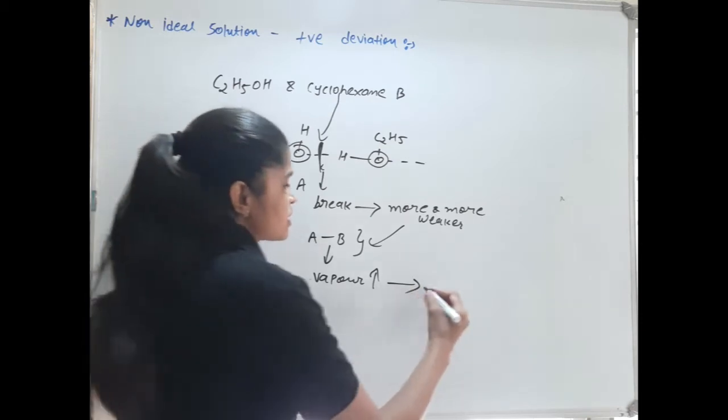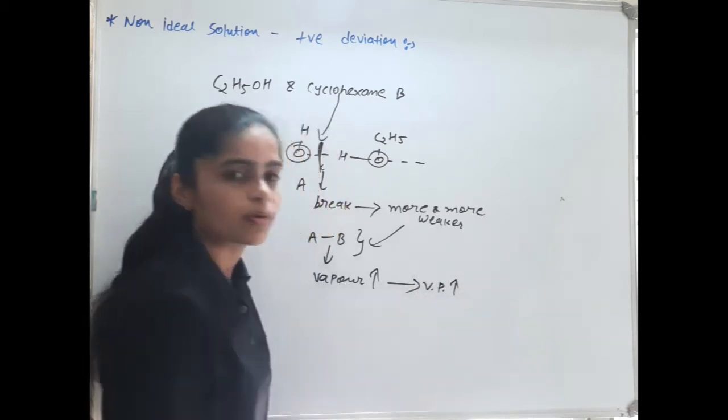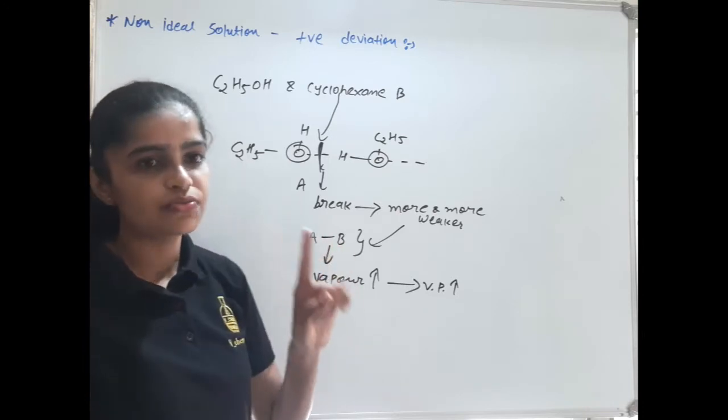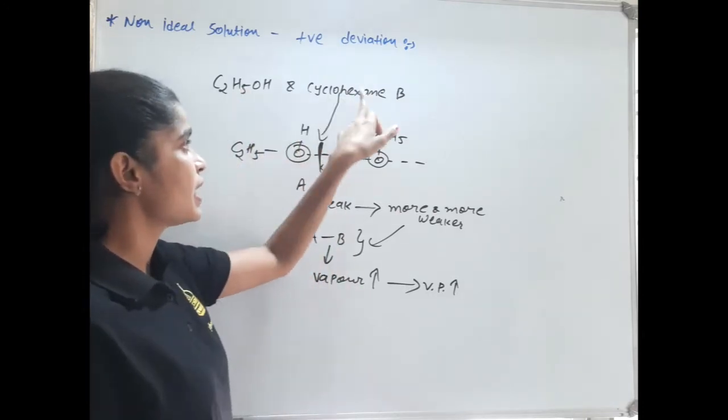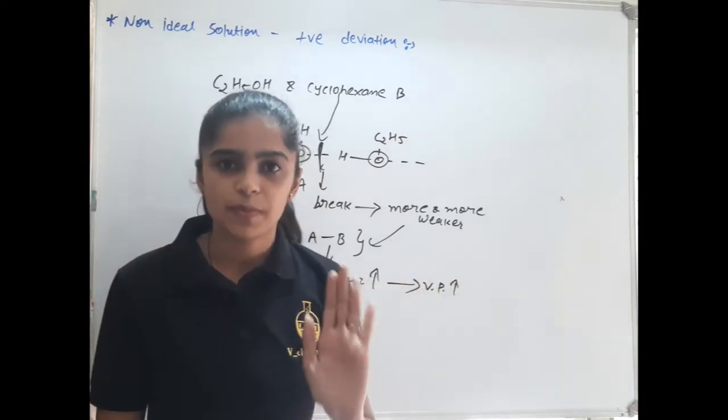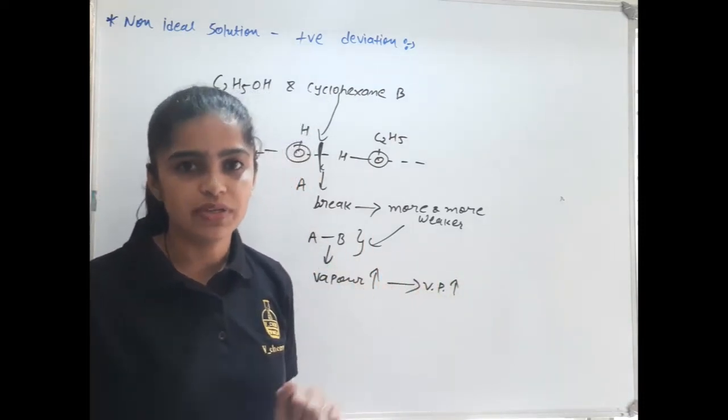Where vapor increases, its vapor pressure is more. So that way, the interaction between A and B is weaker than in the pure components A and B. So it produces more vapor and it gives more vapor pressure. It shows the positive deviation.